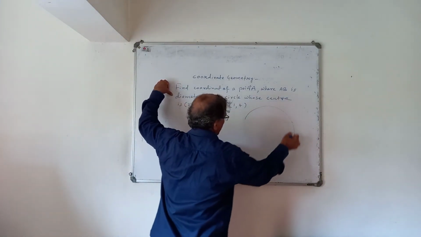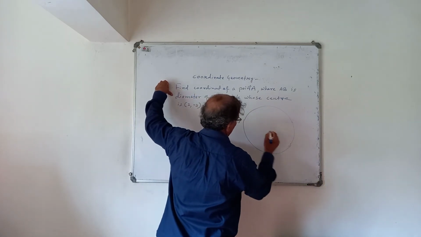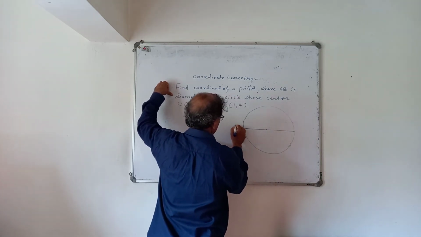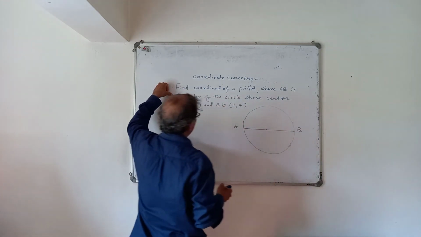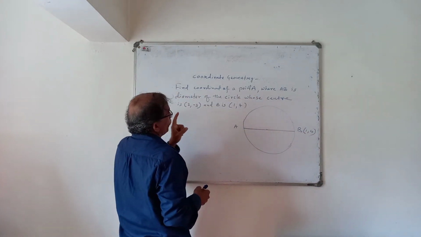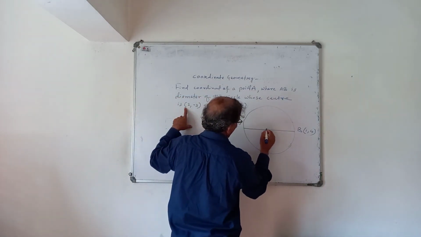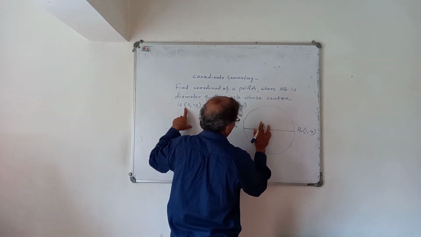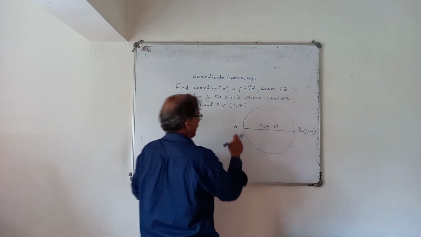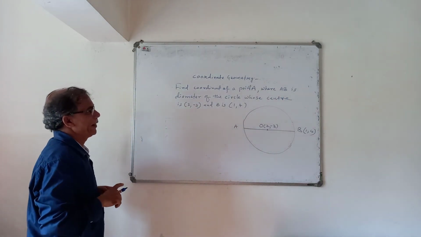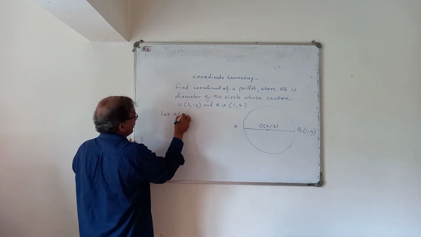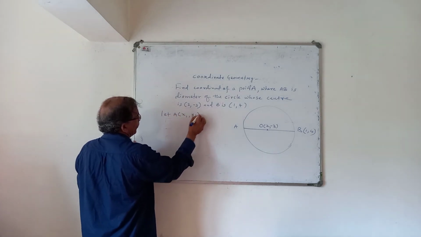Now I shall draw here one circle. Suppose this is center. This is AB diameter. B is 1, 4. And whose center is, now suppose this is center O. What are the coordinate of O given? Coordinate of O are given as 2, minus 3. And we are asked to find coordinate of A. Now we don't know coordinate of A. Let A be x1, y1.